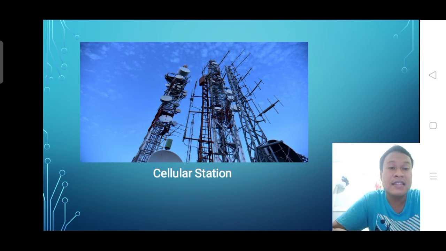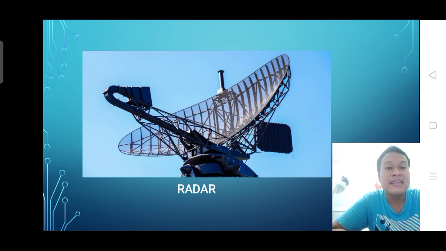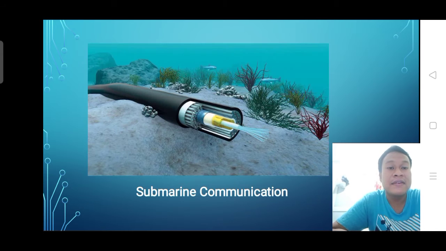Next is the cellular station. It also transmits and receives signals. Another one is radar. And another is submarine communication. Submarine communication uses a specialized cable which can withstand very high pressure in deep water.